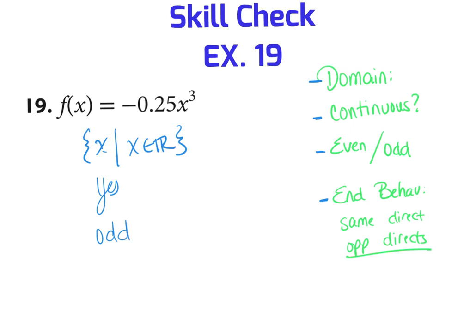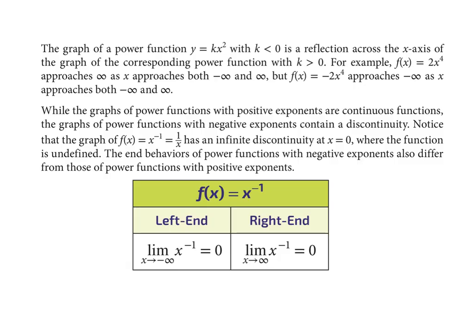And what about the end behavior? Does it go the same direction or different directions? If it is odd, if it is this guy right here, it's going to go different directions, right? Different directions, or opposite directions. So we've talked about positive exponents. We can look at what happens at the end for positive exponents. Even are going to go the same direction. Odd's going to go different directions, right?